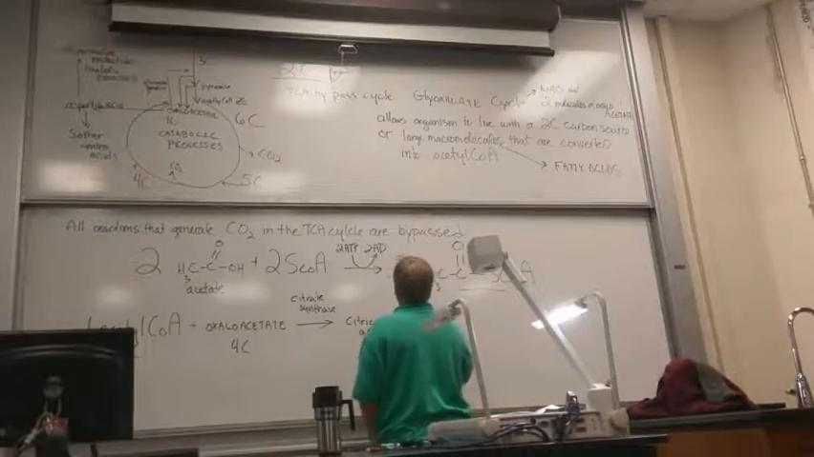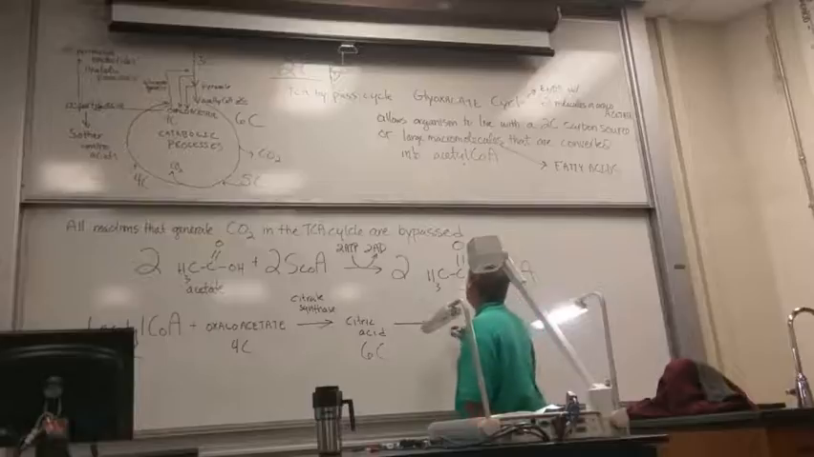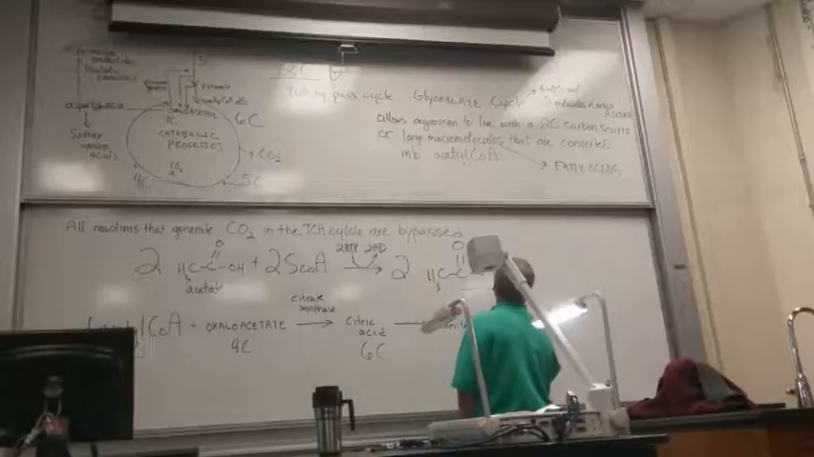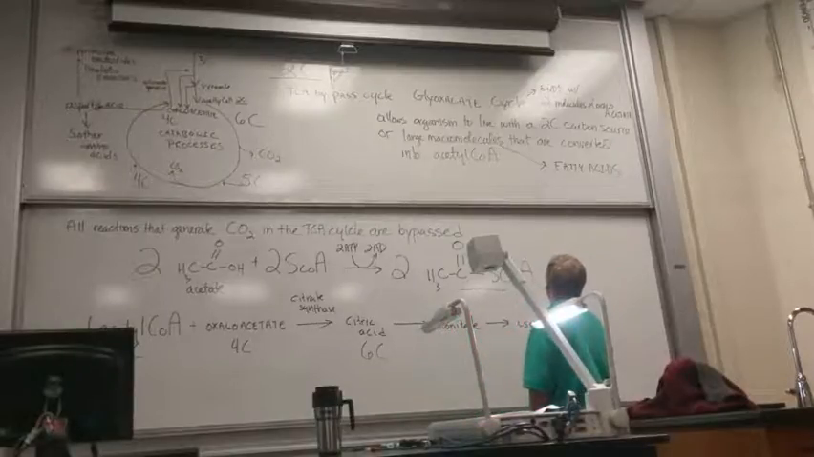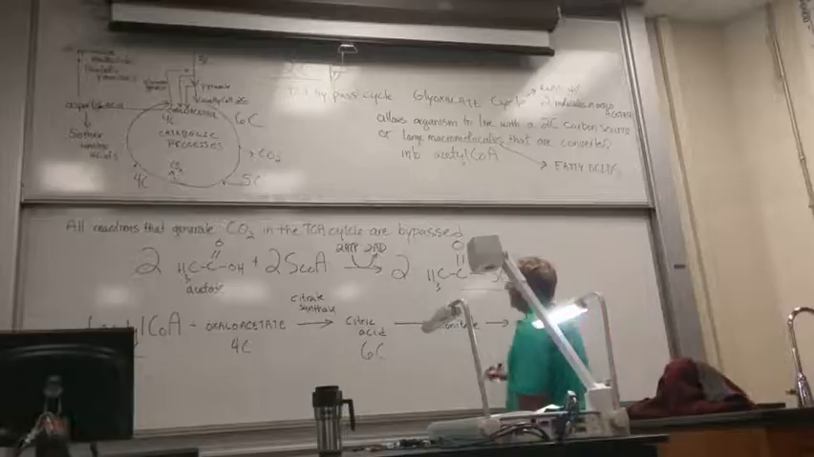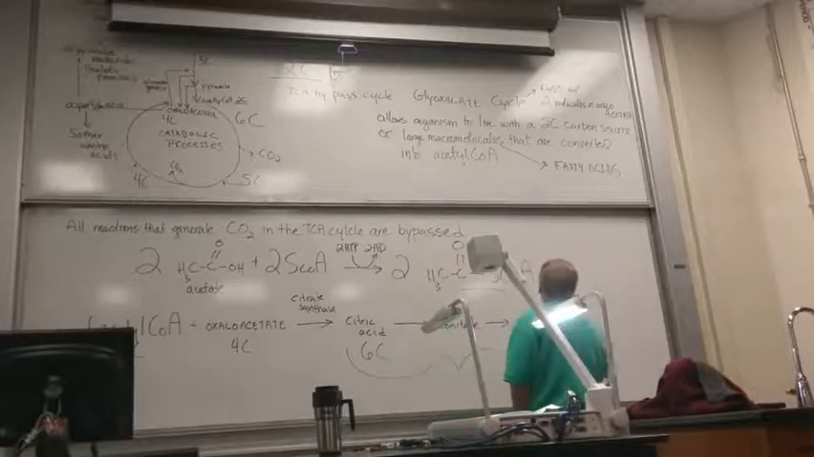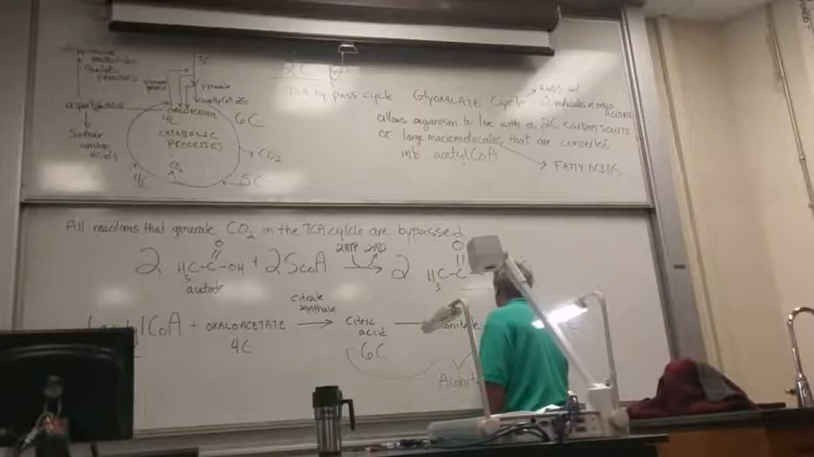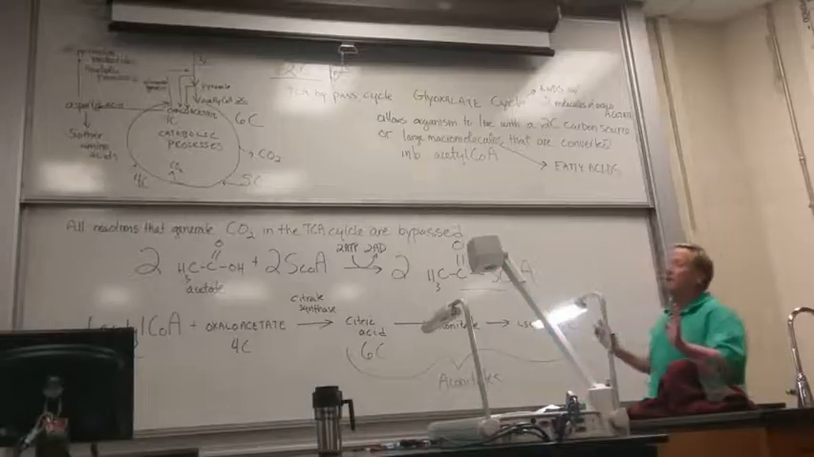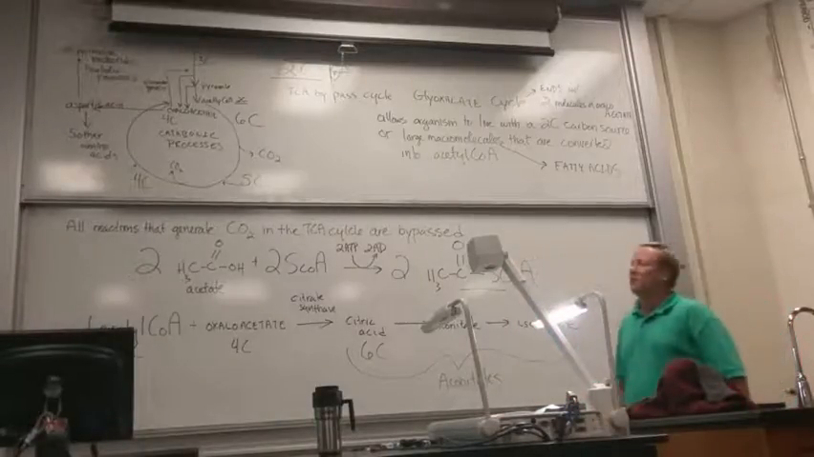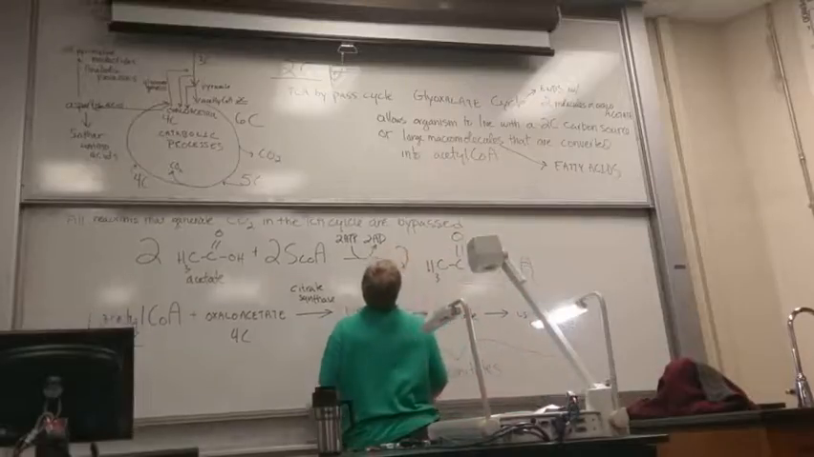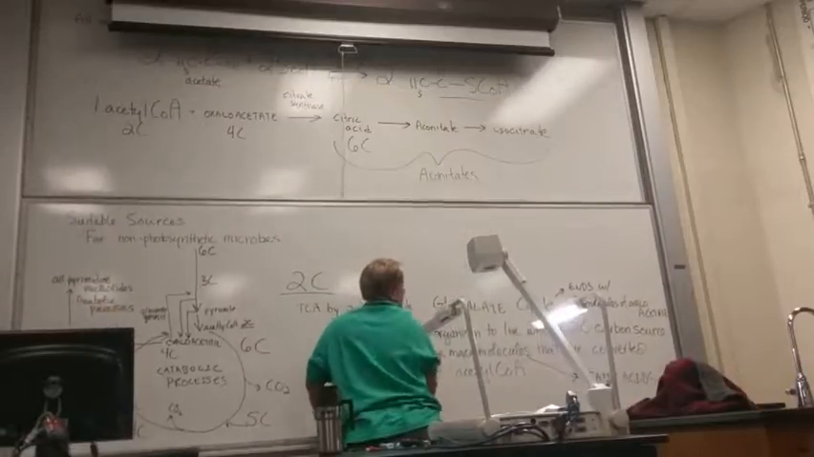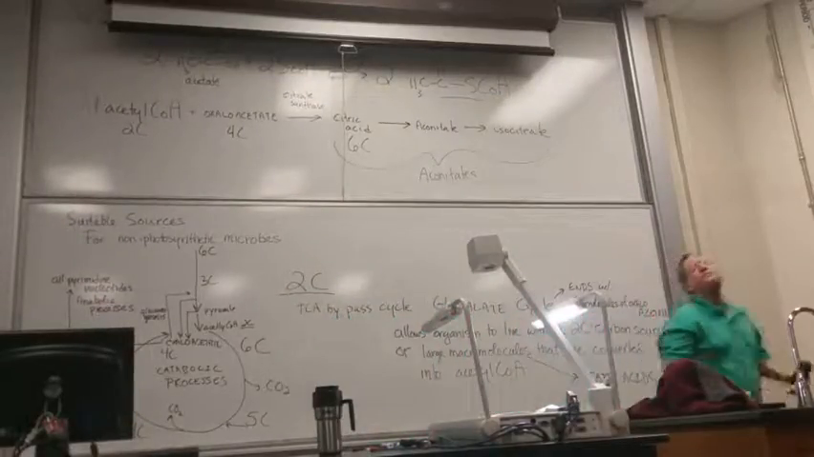And then we're going to turn our citric acid into aconitate, and then the aconitate will be converted into isocitrate. All of this is catalyzed by the enzyme aconitase. Okay? So we're looking very similar to the Krebs cycle. Now, we have to bypass the Krebs cycle.